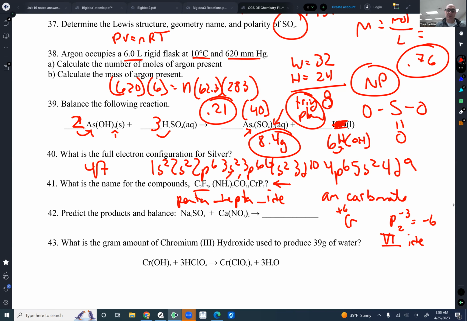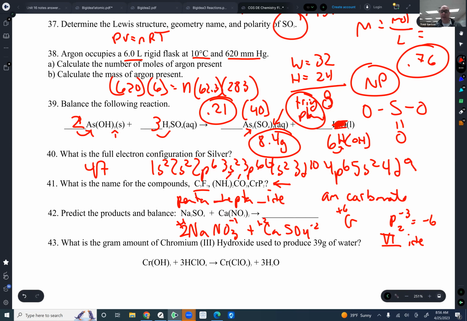Predict the products. This is a double replacement. So I am going to switch places with these 2 materials. So I'm going to end up with sodium nitrate and calcium sulfate. Now those are already balanced, both of those, because this is +1, -1, +2, -2, but the reaction is not, so I need to put a 2 in front there.